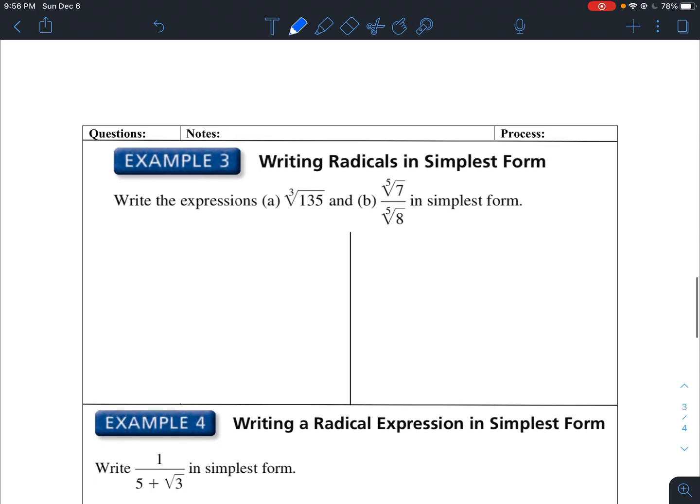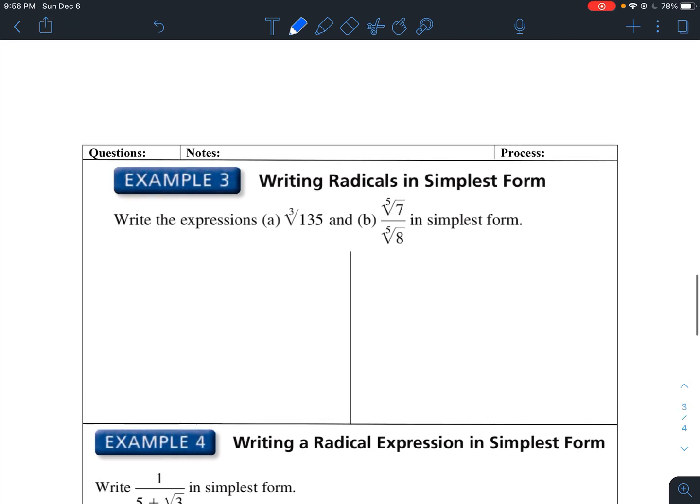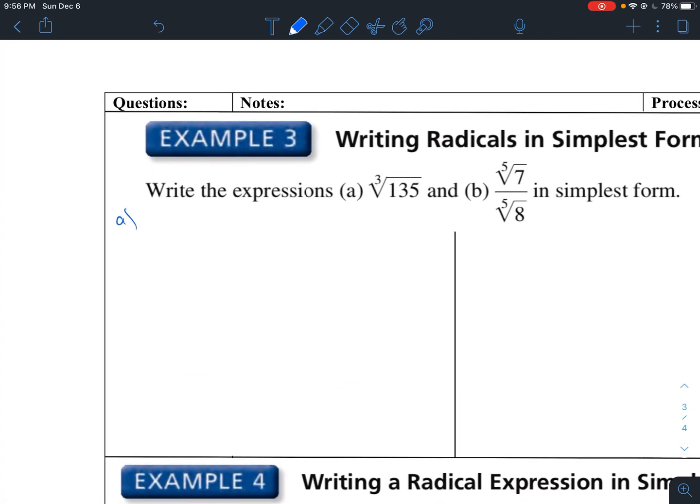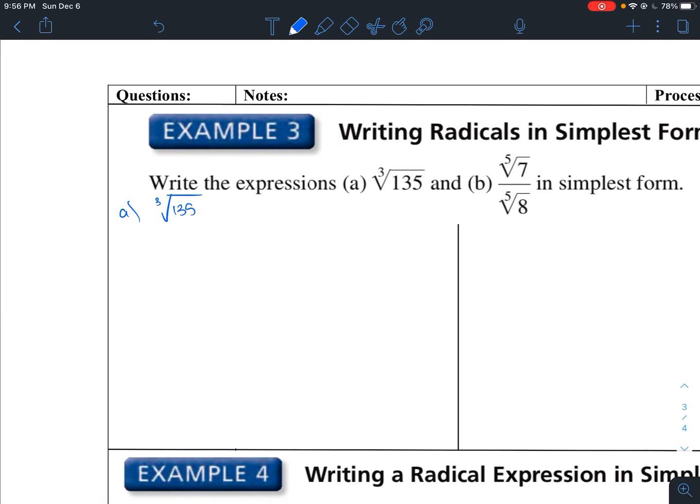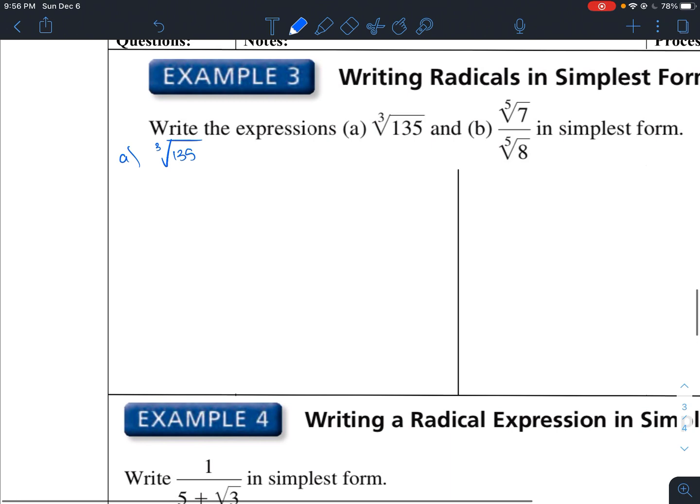Now let's go to 3. So we're using radicals again. So I have for a the 3rd root of 135. Now the 3rd root of 135, I don't think I can take that. I'll probably get a decimal number. So what I have to do is I have to reduce 135. So I have to think of factors of 135. But I need to think of a factor that I can take the 3rd root of.